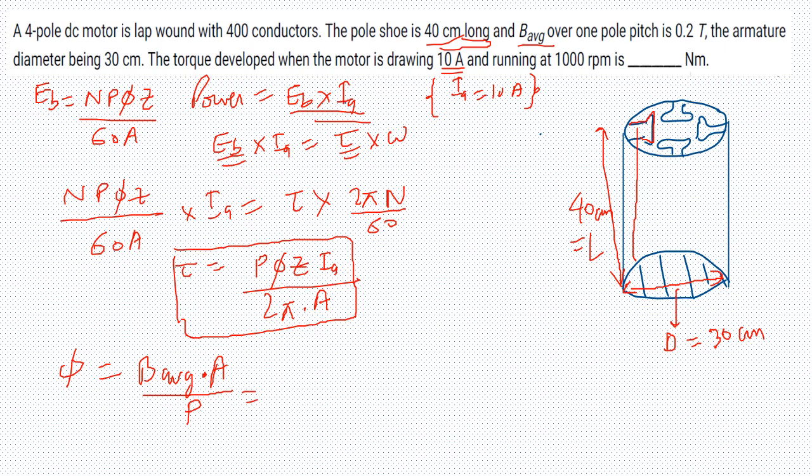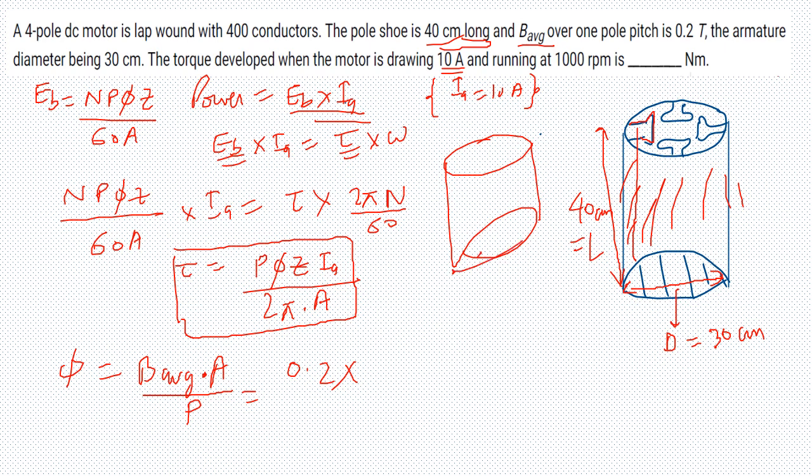Now B average is 0.2 Tesla, already given to us. A is the curved surface area of this machine. You can consider it like a cylinder, and the curved part is pi D L. So you can put here pi D L over P, where P is the number of poles. This is flux per pole. Please remember to divide it by P.